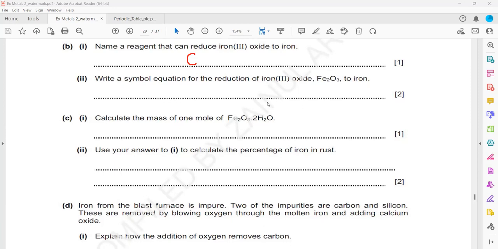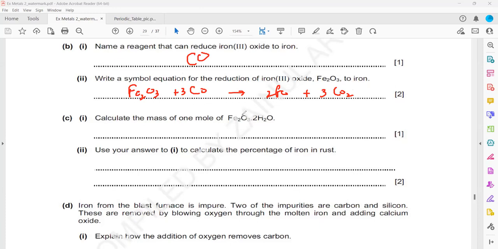Sir, can it be a metal higher in reactivity? Yes, you can mention that as well, potassium or any other. Then write the equation: iron(III) oxide plus carbon monoxide gives 2 iron plus 3 carbon dioxide.